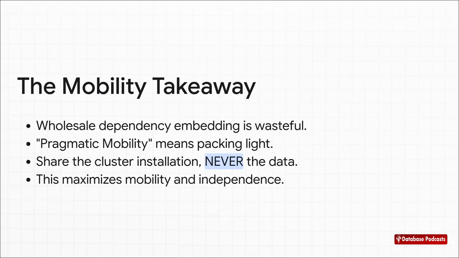All right, so let's wrap this up. What are the big things to remember? Number one, trying to cram every single dependency into every service, it's just a recipe for waste. Number two, this whole pragmatic mobility thing is really just about one idea: packing light, just like a savvy traveler. And that brings us to the golden rule: share the infrastructure, but never, ever share the data. That is the secret sauce to getting both deployment mobility and true independence.